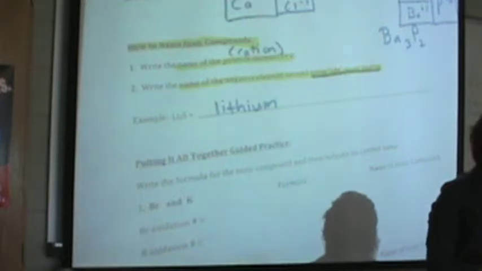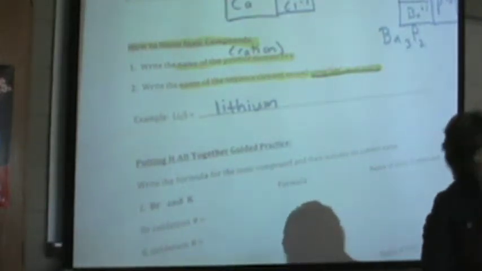So what element is Li? Lithium. Okay, so lithium just stays lithium. What element is S? Instead of saying sulfur, I'm going to say sulfide. Okay, so sulfur turns into sulfide. That's how you name an ionic compound, so it's pretty darn easy. Now let's do 3 more, and let's kind of move away from the cards and see if you can figure some of these out.